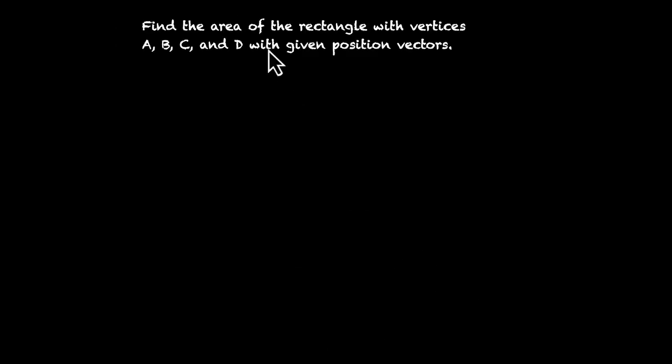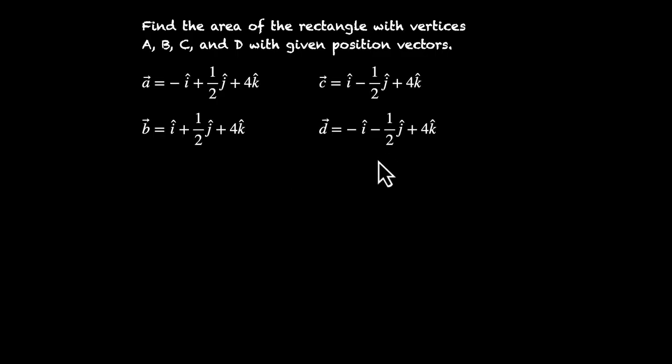One last problem. Find the area of the rectangle with vertices A, B, C, and D with given position vectors. Here's A, B, C, and D. Pause the video, give this a try. Okay, if you've observed the pattern, you're probably not finding the cross product. You can see that all four of them are at a height of 4 units from the xy plane. 4K, 4K, 4K, and 4K.